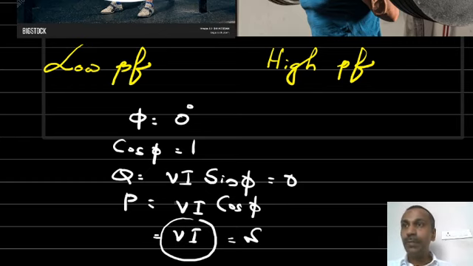So when the power factor is better, when you have a high power factor, more apparent power will be utilized as active power. In this case, the power factor is at its highest value. Power factor equals 1. Now what is the active power? It is the same as the apparent power. The complete apparent power is utilized as the active power.